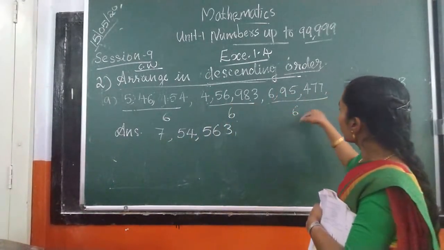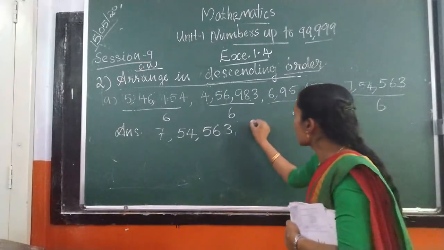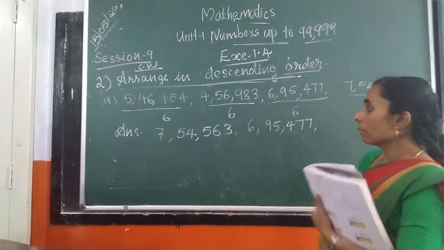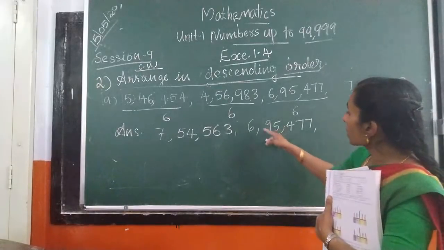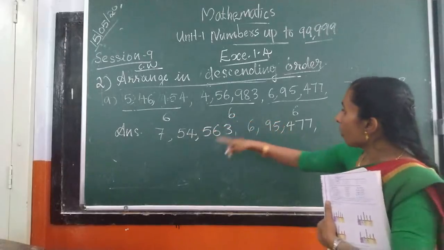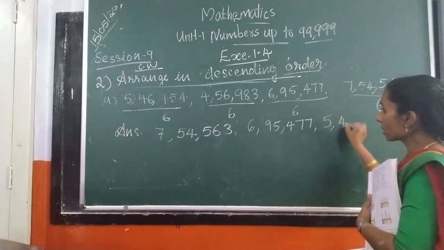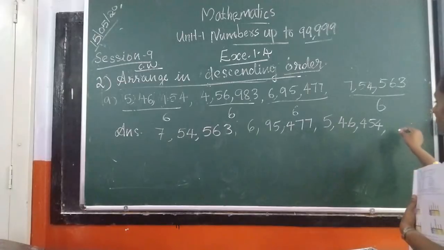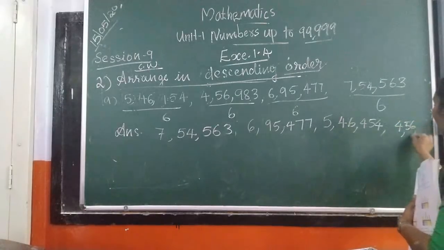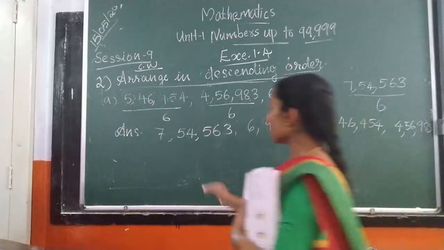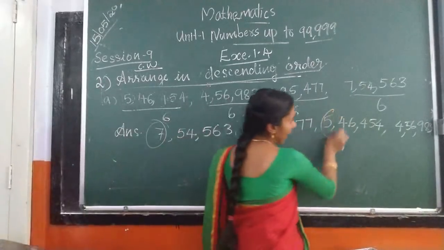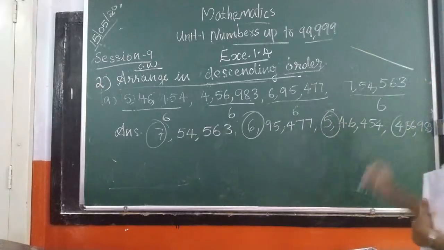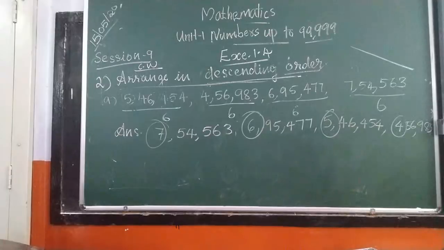7,54,563. Okay. Next one. After 7, what is the next one? 7 over. Next, 6. 6,95,477. What is the next one after 6? 5. 5,46,454. Last one, 4,56,983. Here 7 lakh, 6 lakh, 5 lakhs, and 4 lakhs. It comes from bigger to smaller. Okay, that is question number A.